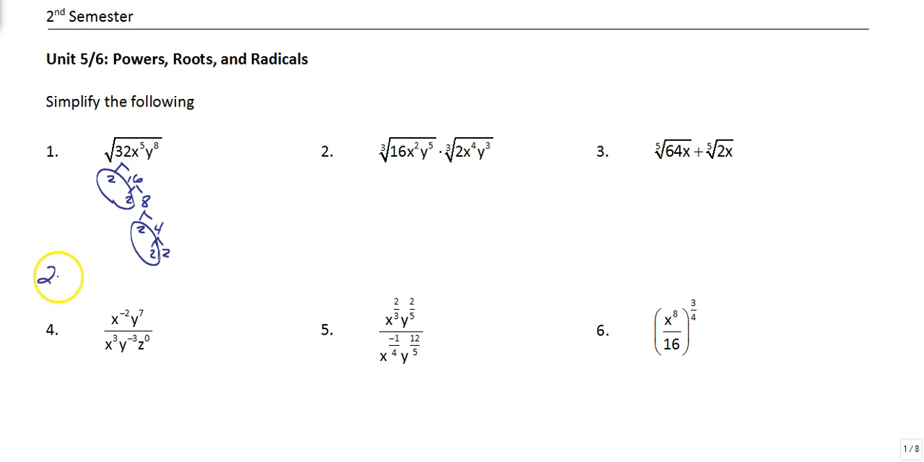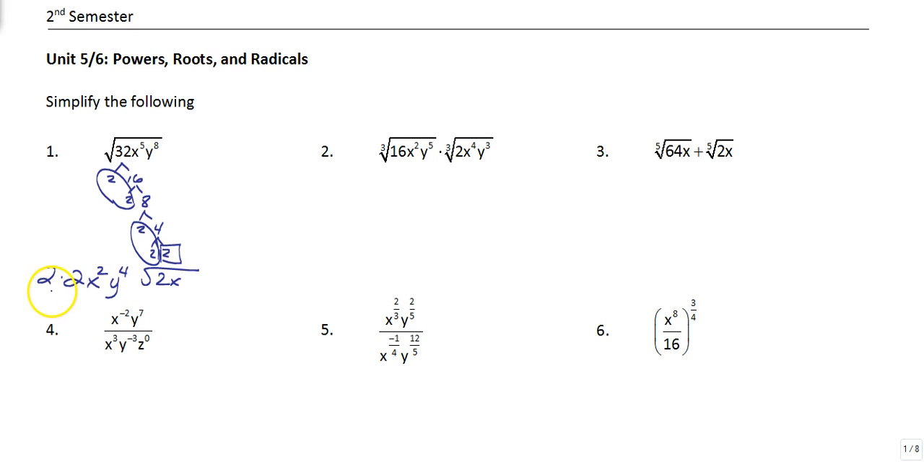So we have a 2 that comes outside and we have another 2 that comes outside. But this 2 doesn't have anybody to play with, so he stays inside as a 2. But then for exponents, what we do is we ask how many times the index 2 goes into 5. And it goes in there twice, so we can pull out x squared. But we have 1 left over that has to stay inside. How many times does 2 go into 8? 4 times, with no remainder. And that's how we simplify.